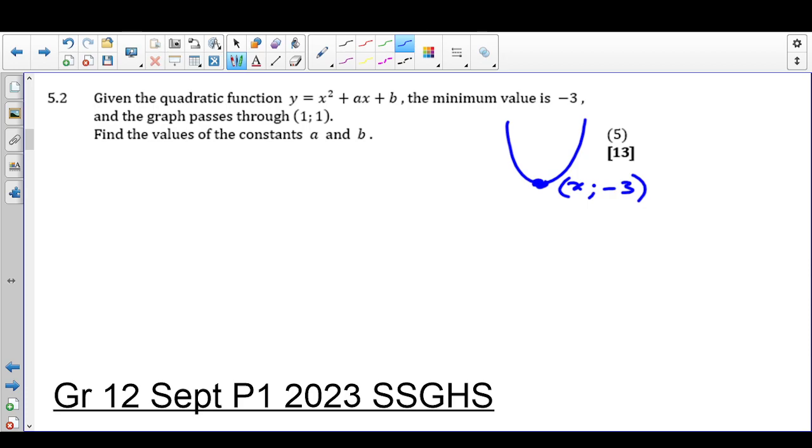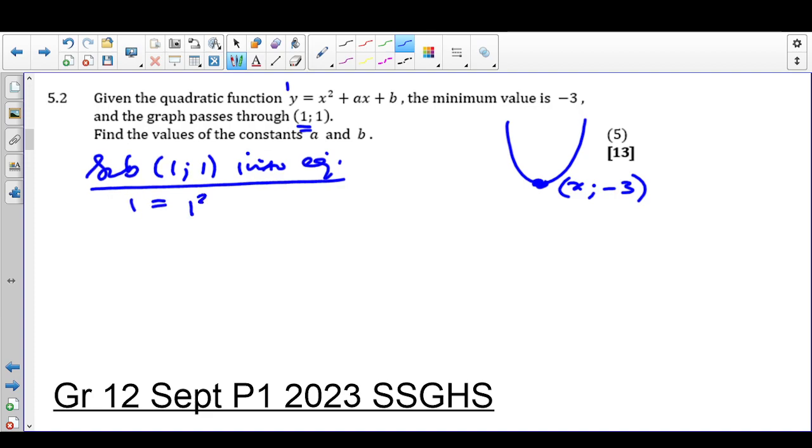Okay. So the graph passes through 1 and 1. So what we do is we substitute 1 and 1 into the equation. By doing that, I'll get 1 is equal to 1 squared plus a times 1 plus b. So b works out to be, that cancels, minus a. That's equation 1. Okay, they have taken that into account.